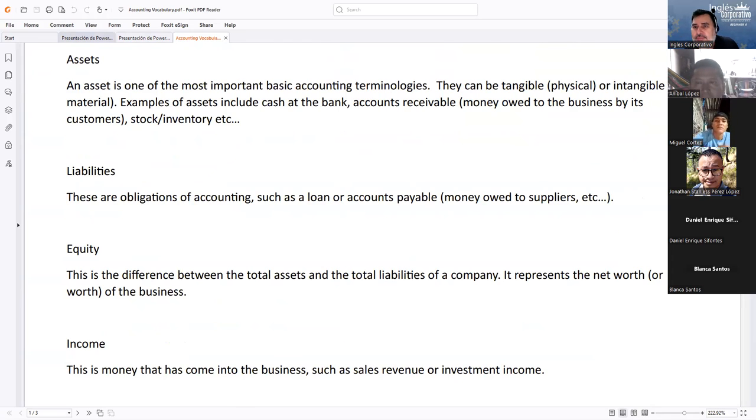Tangible. Tangible, you can touch. You can have it there. Intangible is that you cannot touch, right? It's not material. Assets can include cash at the bank or accounts receivable, money that you will receive because the companies owe it to you. They will pay you, okay? So that is accounts receivable.